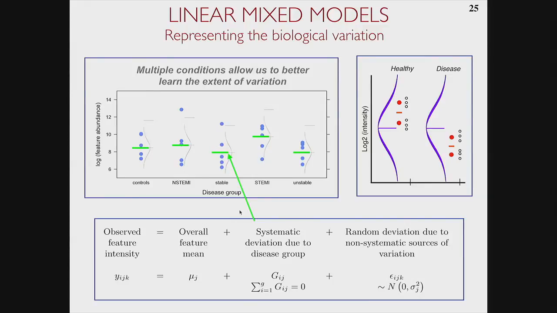So this is one thing, and this is how you would do it. You would just explain how the variability in the data is explained by the deviations of each group from the overall mean, and then you have some random deviation here.